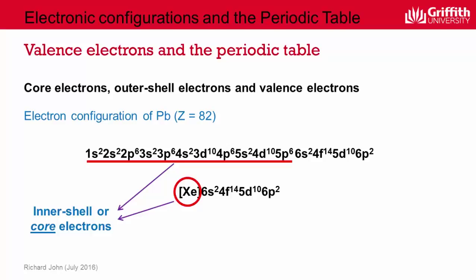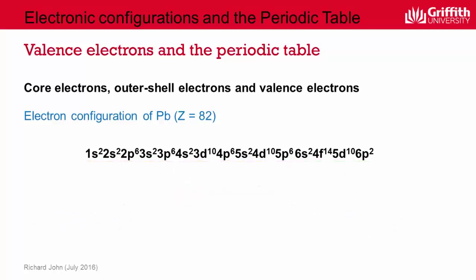The inner or core electrons consist of full shells and full subshells, and as such are quite stable, and therefore they're not perturbed to any great extent when atoms bond with each other. The remaining part of the electron configuration corresponds to what we call the outer shell electrons.